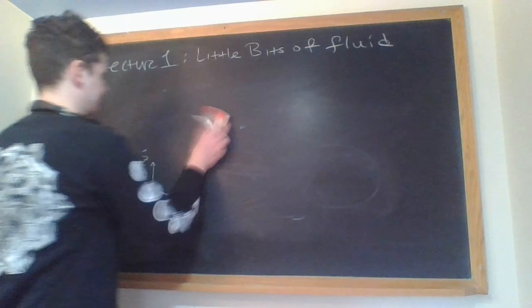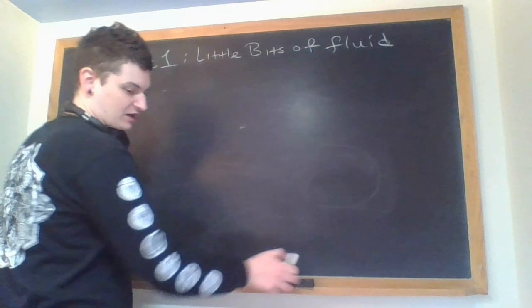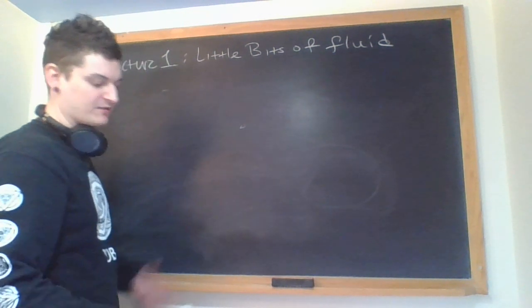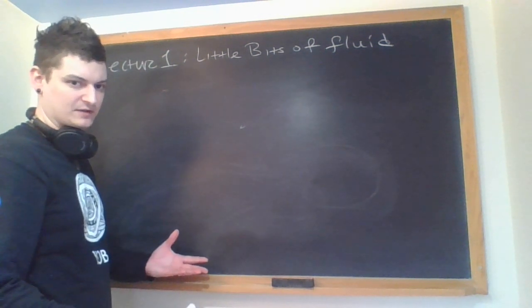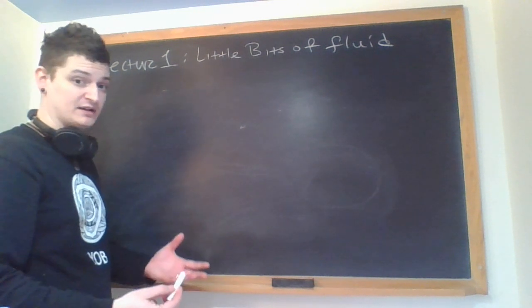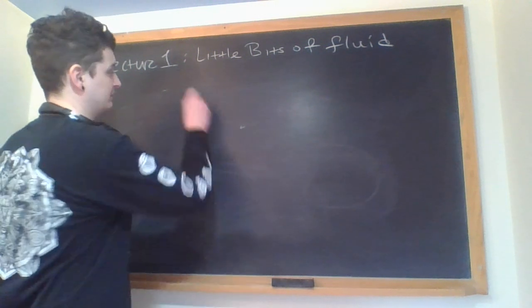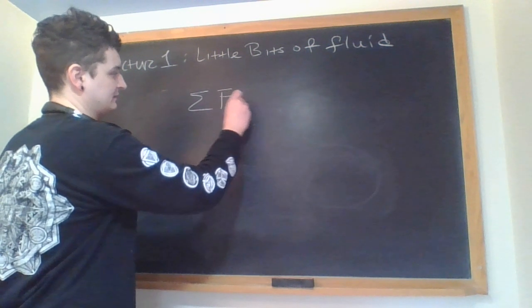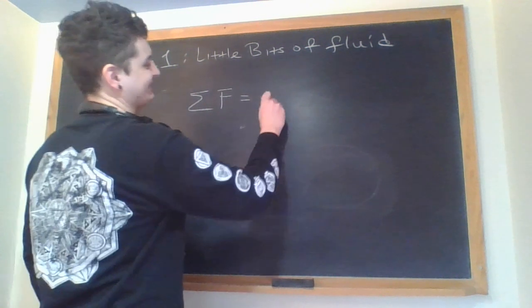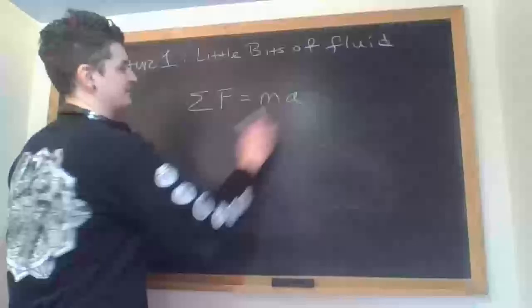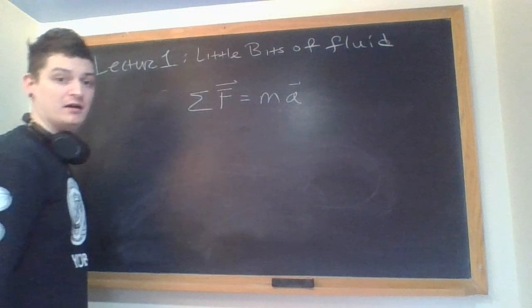So that's the object we're going to use to describe fluid. I think I have this in the notes. In terms of prescribing motion to something, we're still using Newton's second law. Newton's second law is that the sum of the forces is equal to mass times acceleration. These are little vectors that we'll have.